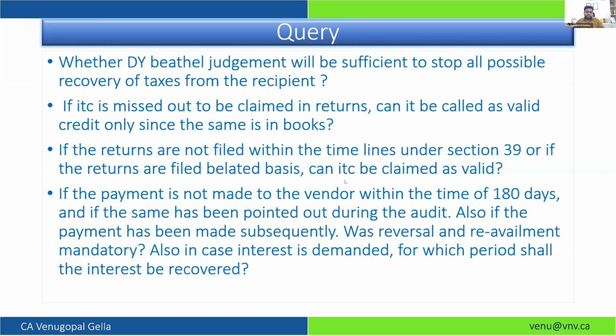Is reversal and reavailment mandatory? In this case, during the audit, it is observed that the recipient has not made the payment within 180 days, but later has made the payment. So only the interest will come in this case, from the expiry of 180 days from the date of invoice till he makes the payment to the vendor. For this period, he needs to discharge the interest at the rate of 18%. You need not reverse the entire ITC. Only the interest I need to pay.